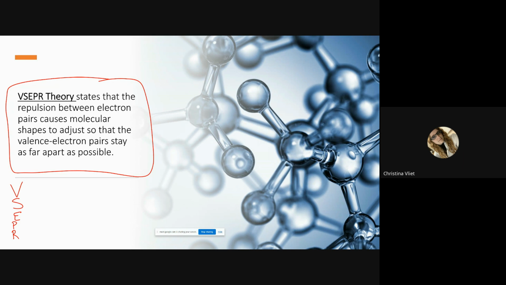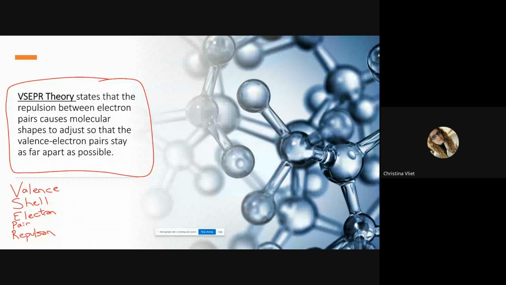So VSEPR. You should write down what that stands for. It was in the tutorial, but I didn't ask you to write down notes in the tutorial, so you should write it down now. Valence, shell, electron, pair, repulsion. VSEPR stands for valence shell electron pair repulsion.